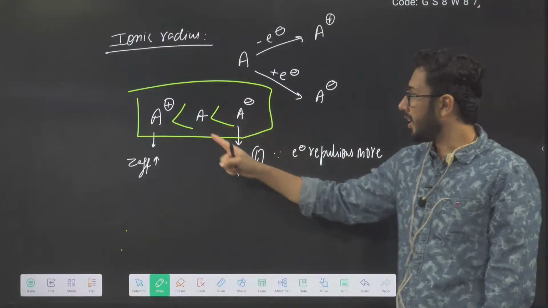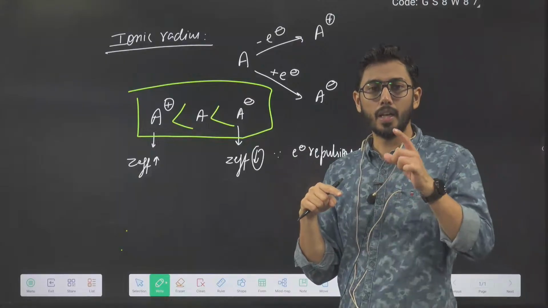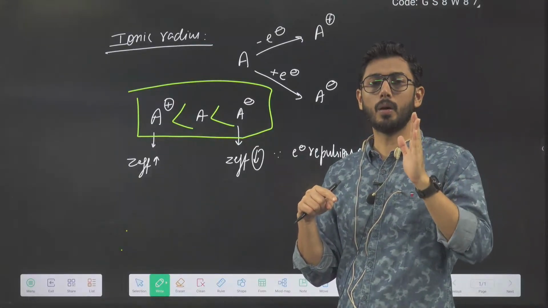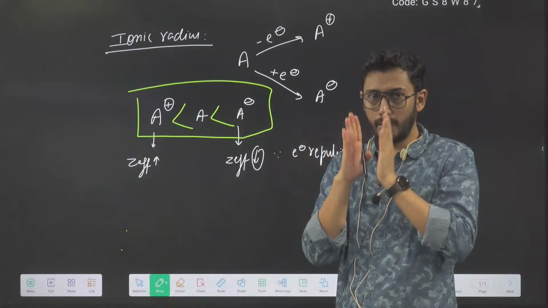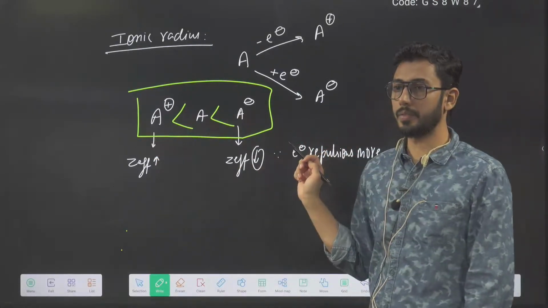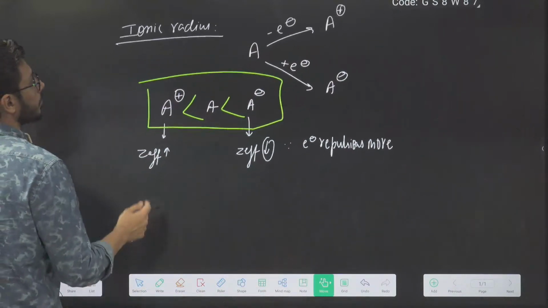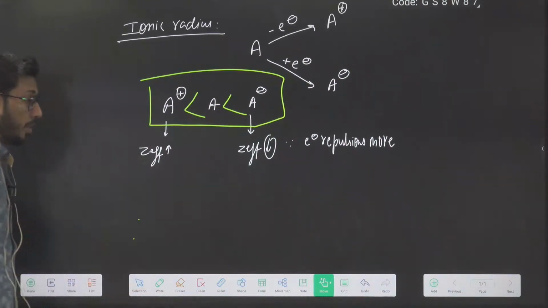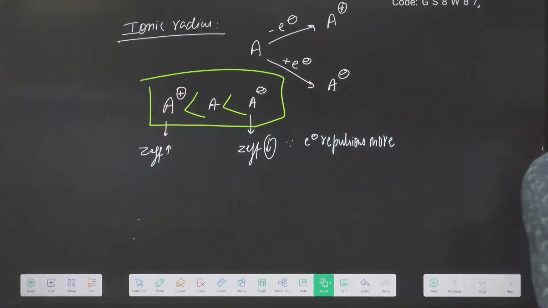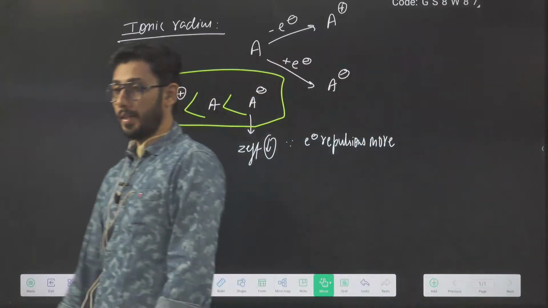Cation, more positive charge, more Z effective, electrons more closely bound to the nucleus. More closely bound to the nucleus means less radius. Z effective more here, Z effective less there. This point clear? Cation always less than neutral atom, anion always more than its neutral atom.